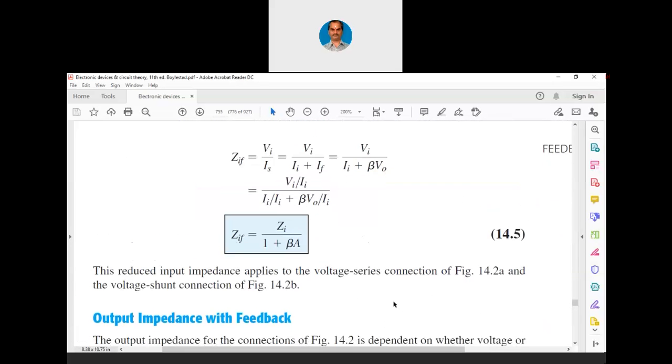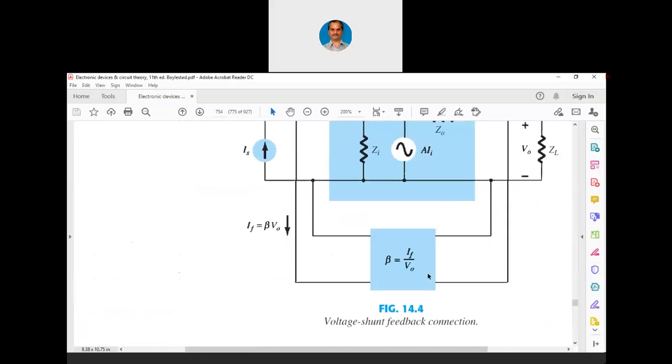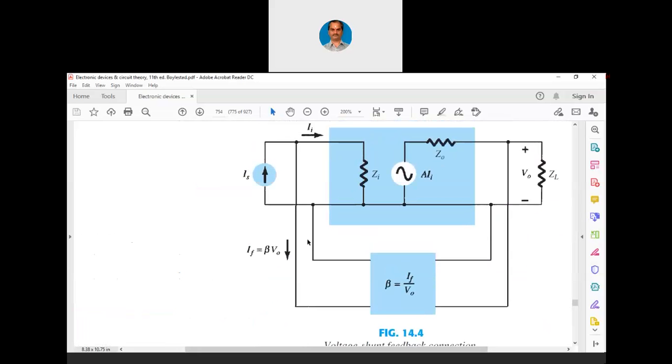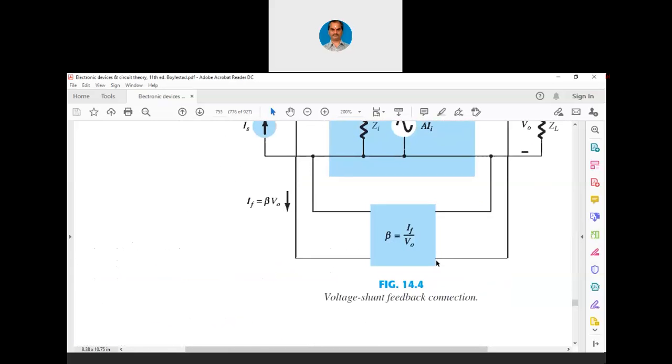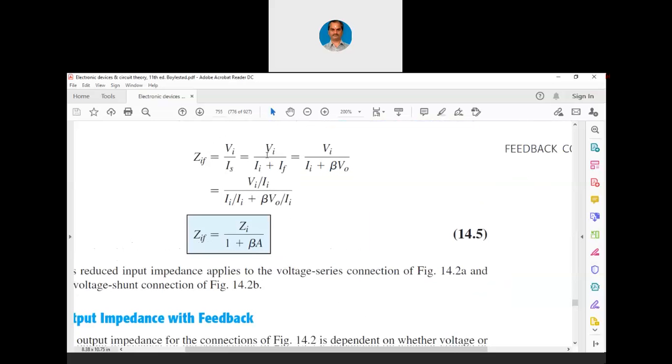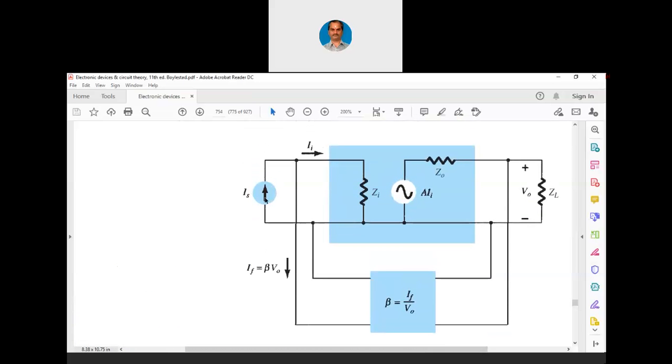Now for the voltage shunt feedback, again ZIF is VI by IS. Just see here, for the voltage shunt feedback, the input impedance with feedback is now VI by IS, where IS is the current source at the input. So now ZIF equals VI by IS, and IS is what? II plus IF. You can see here, I will show you the diagram now. IS is equal to II plus IF.